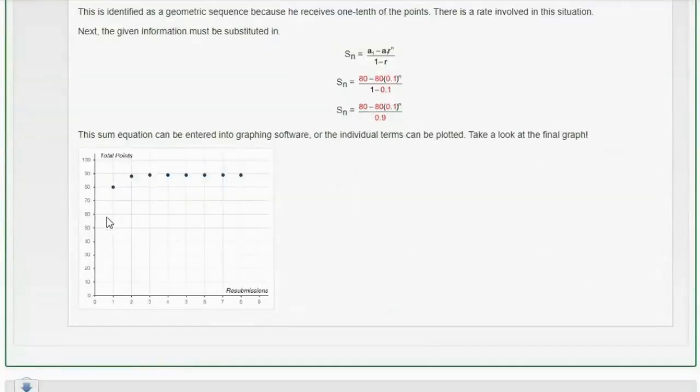And there's the graph. They're showing the same thing. 80 points, then 88 points, and 88.8 points, then 88.88 points, and keep going to see how many total points he can get. So you can get almost about an 89 for the assignment.